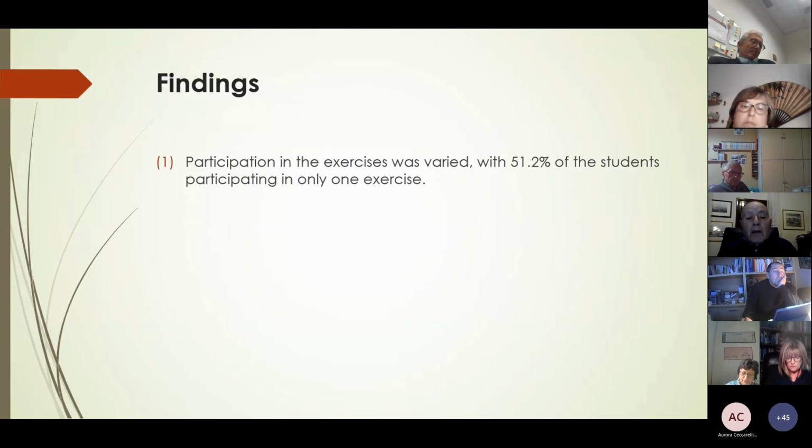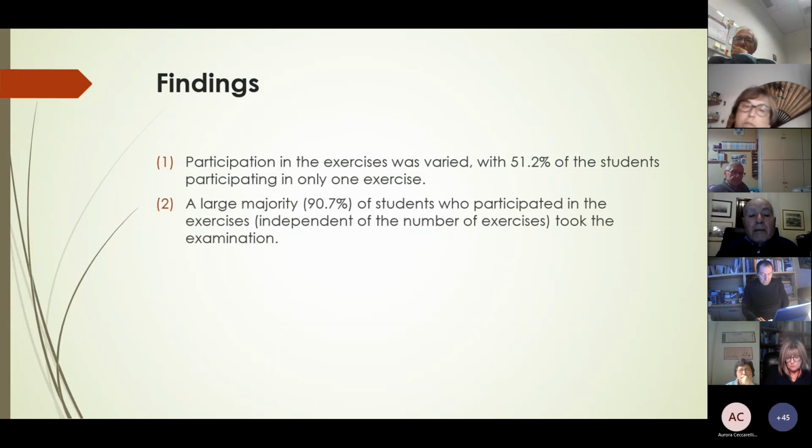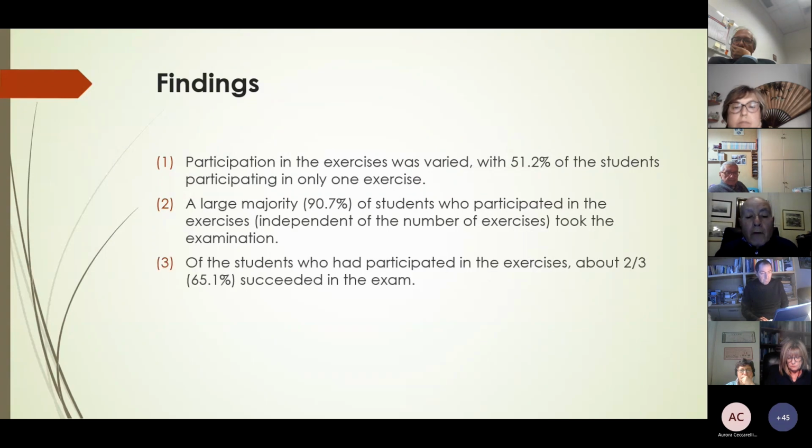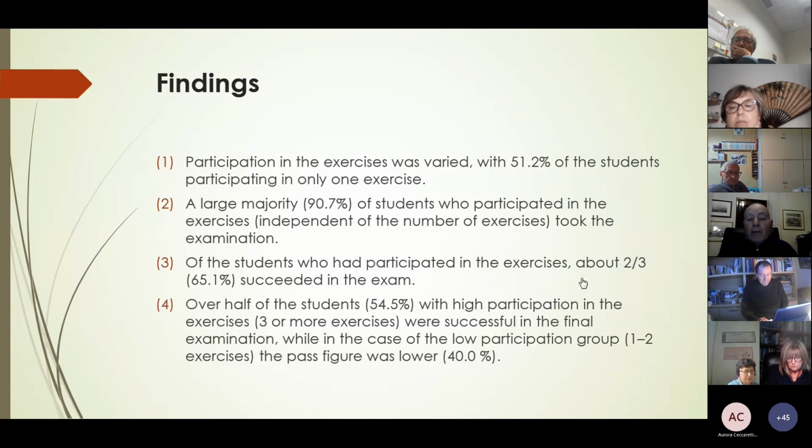The findings: participation in the exercises was varied, with 51% of the students participating in only one exercise. A large majority, 91% of students who participated in the exercises, independent of the number of exercises, took the written examination. Of the students who had participated in the exercises, about two thirds, 65%, succeeded in the exam. And over half of the students, 55%, with high participation in the exercises, three or more exercises, were successful in the final examination, while in the case of the low participation students, the pass figure was lower.